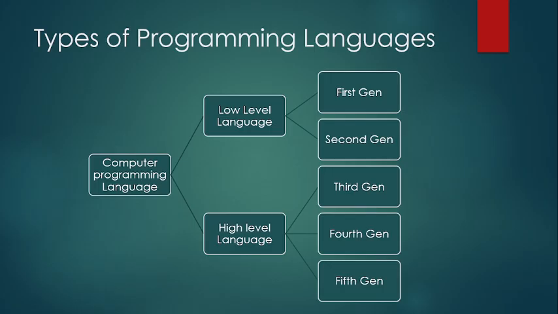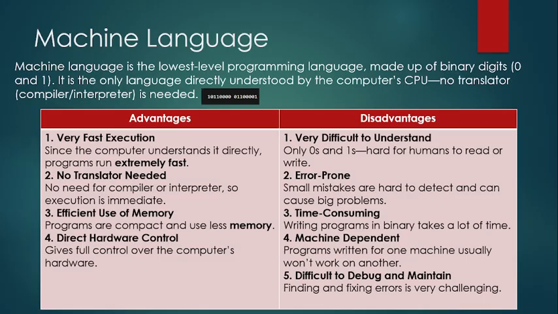So, types of programming language. Mainly, computer programming languages are of two types. One is low-level language and another is high-level language. Low-level language is of two types, first generation and second generation. And high-level language is of three types, third generation, fourth generation and fifth generation language. So let's move on to our next slide, machine language.